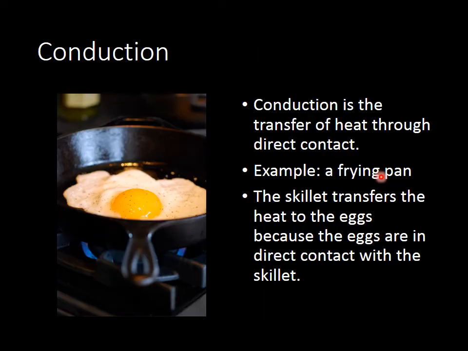So conduction is the transfer of heat through direct contact. Your example for this would be like a frying pan. We have a heat source underneath it. The frying pan warms up, and then it transfers the heat to the eggs because the eggs are in direct contact with the skillet.